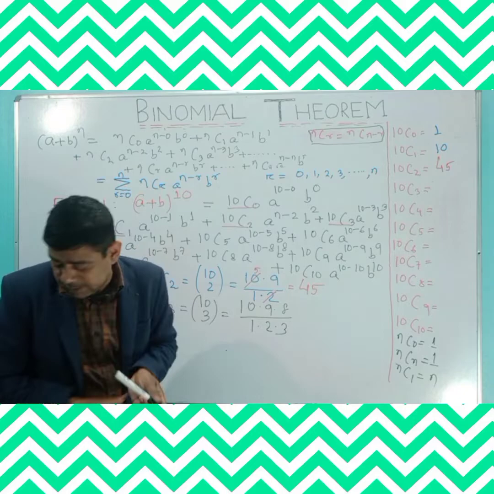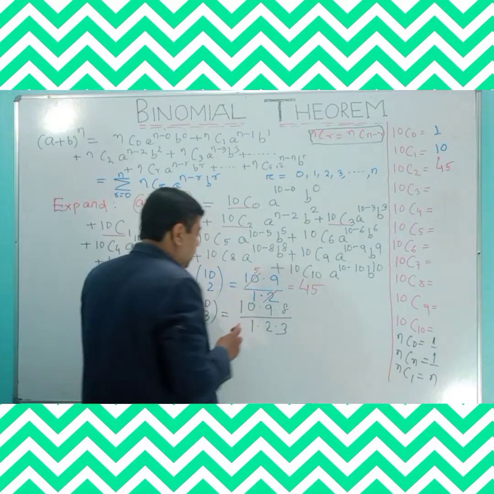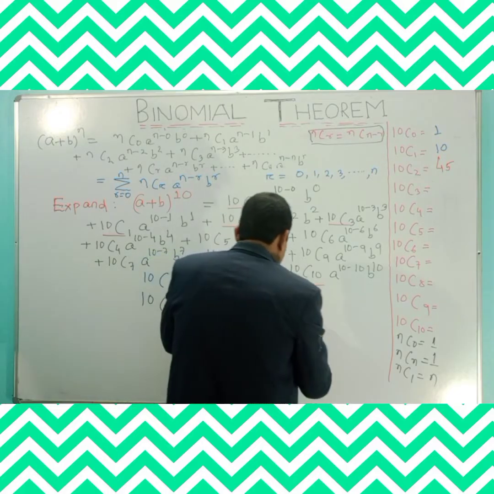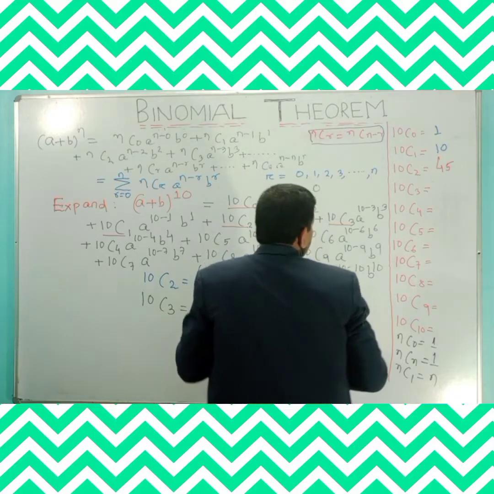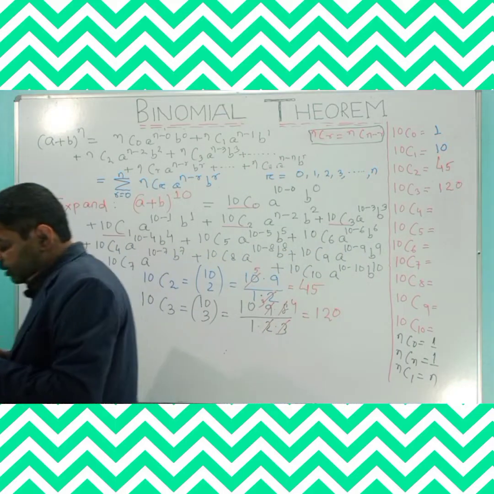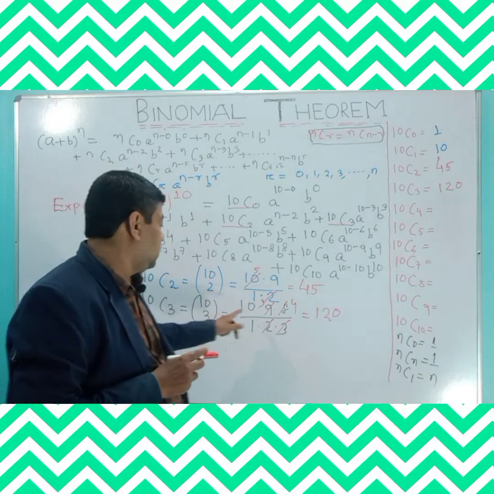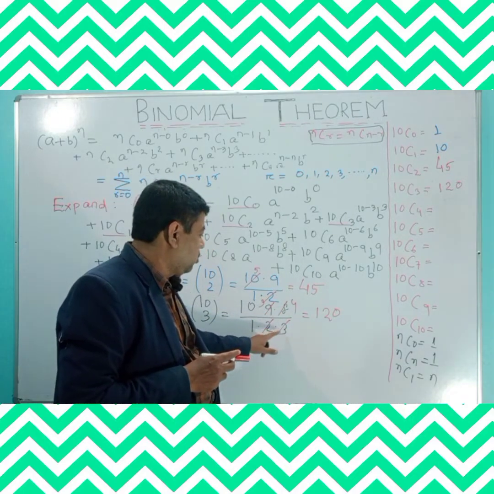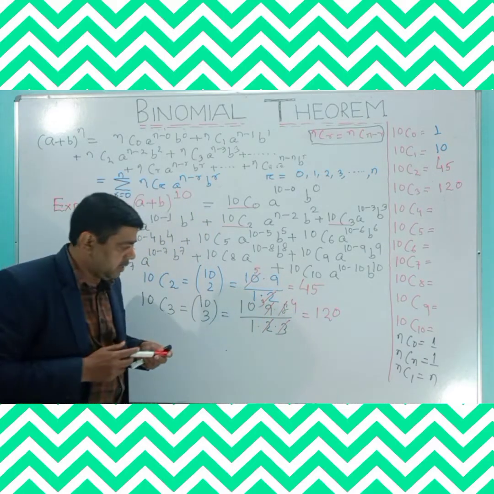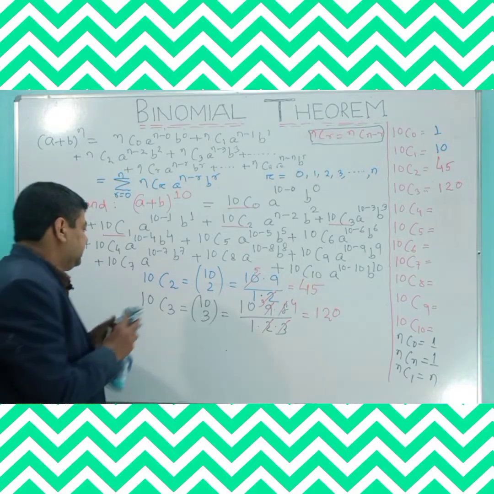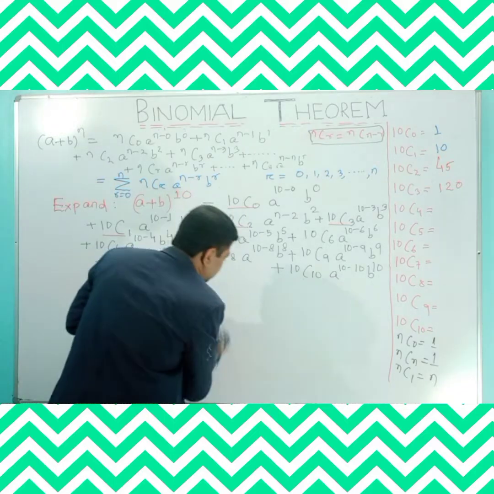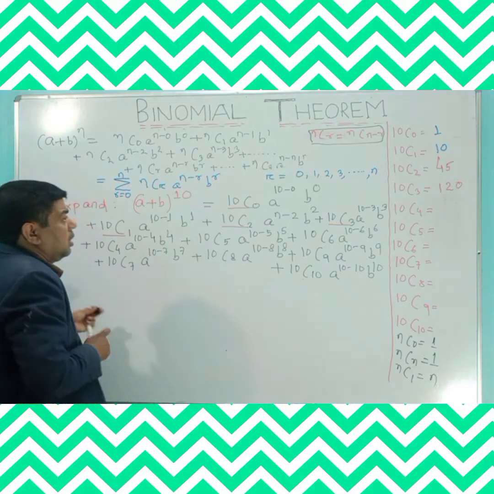After that you calculate the values. 3 3 is cancelled here, and 2 4 is 8, and 4 3 is 12, and this is 120. Look carefully, this value is 120. So the 10C3 value is 120. Is it clear? Once again see: 10 into 9 into 8. Here 3 3 is 9, 2 4 is 8, 4 3 is 12, 12 into 10, 120. Right? Okay, note down.